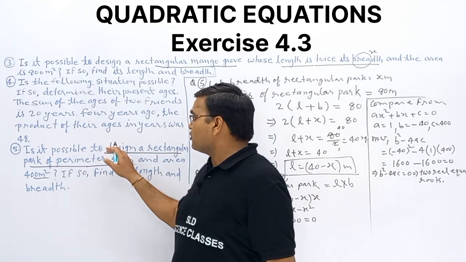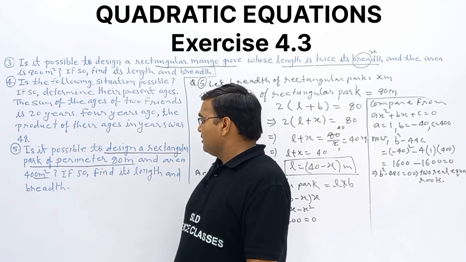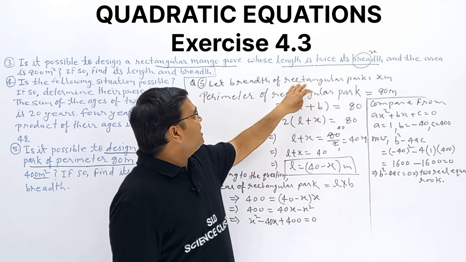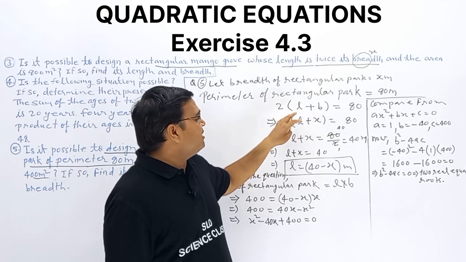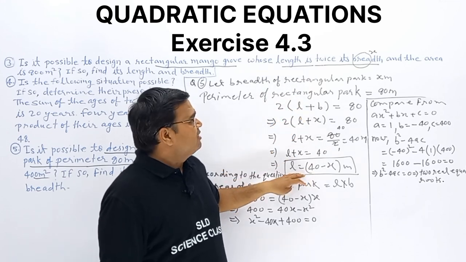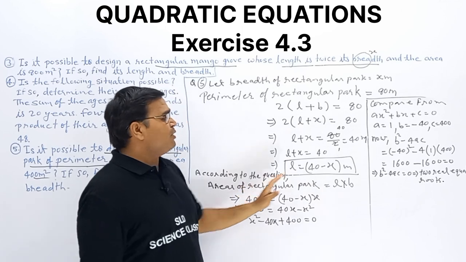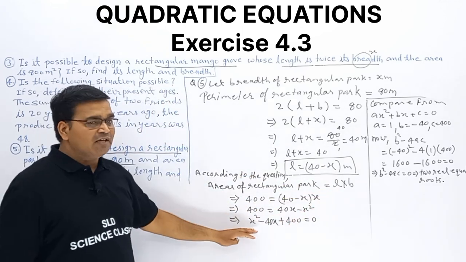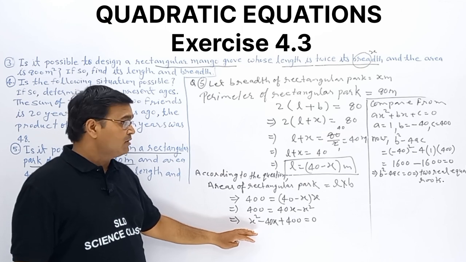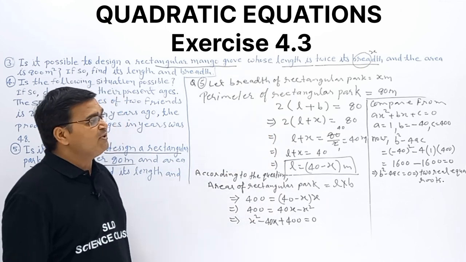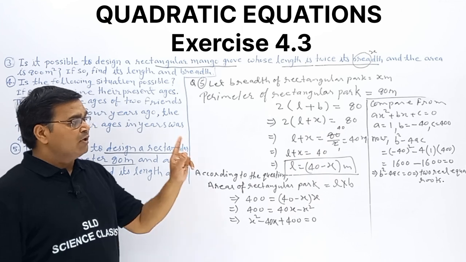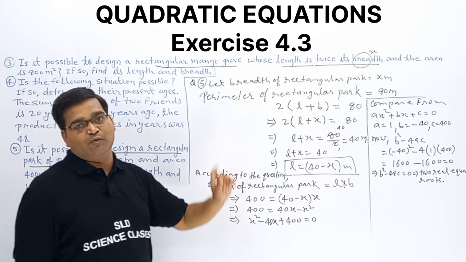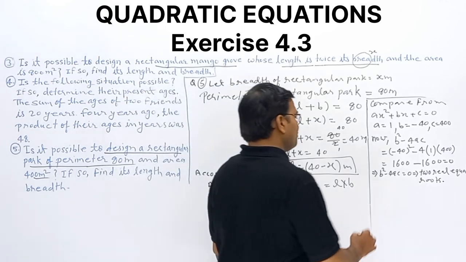So the question is, is it possible to design a rectangular park of this perimeter and area? We assumed the breadth, and from the perimeter formula we are getting the length, and as per the question the area is given, so area equal to length into breadth. We are getting a quadratic equation. We are checking the nature of the roots, so we are using the discriminant formula, b square minus 4ac. After solving, what sort of roots are we getting? Two real equal roots.